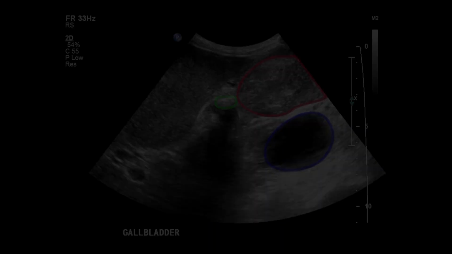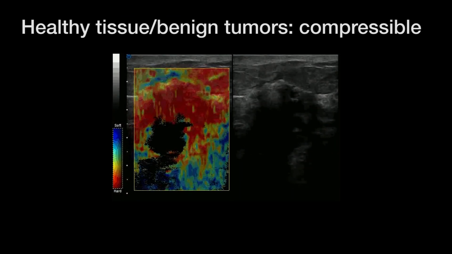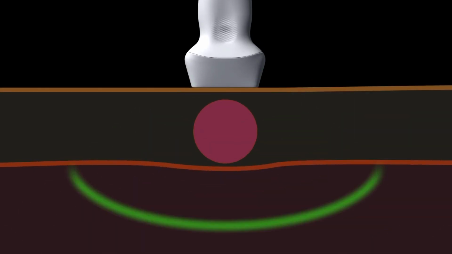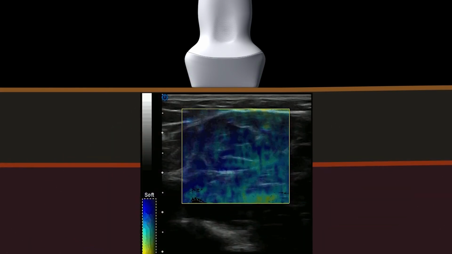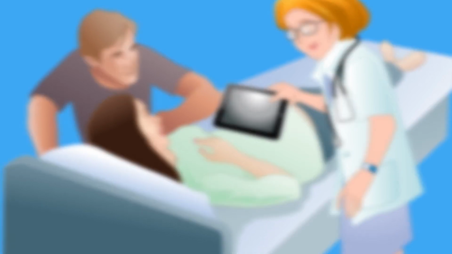Another form of functional ultrasound, elastography, can be used to differentiate tumors from healthy tissue based on the tissue's relative stiffness. Healthy tissue and benign tumors tend to be compressible, unlike malignant tumors, which are more firm. This compression was originally done manually, but newer elastography systems send out high-pressure pulses that compress target tissues by a predefined amount of force and display the resulting compression levels in various coded colors. By analyzing these colors, doctors can tell the difference between the healthy tissue and tumors.